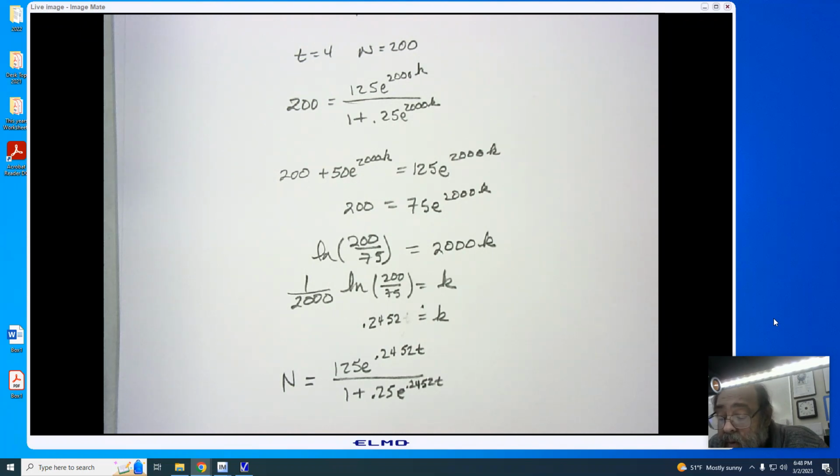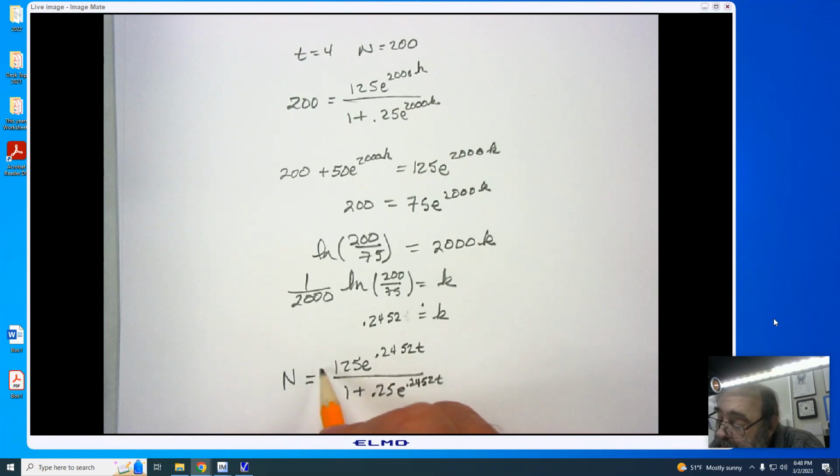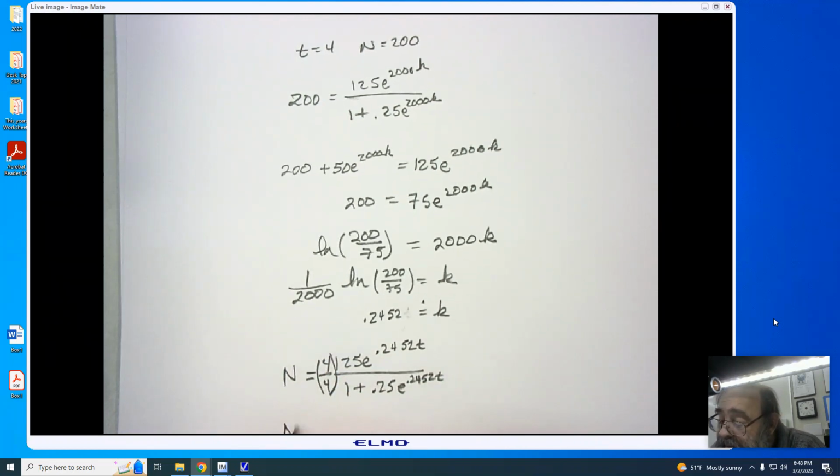So the way I'm going to work with this is I'm going to start by multiplying the top and the bottom by 4. This is going to leave me with N equal to 500 e to the 0.2452t divided by 4 plus e to the 0.2452t. And I'm now going to multiply by 1 over e to the 0.2452t.